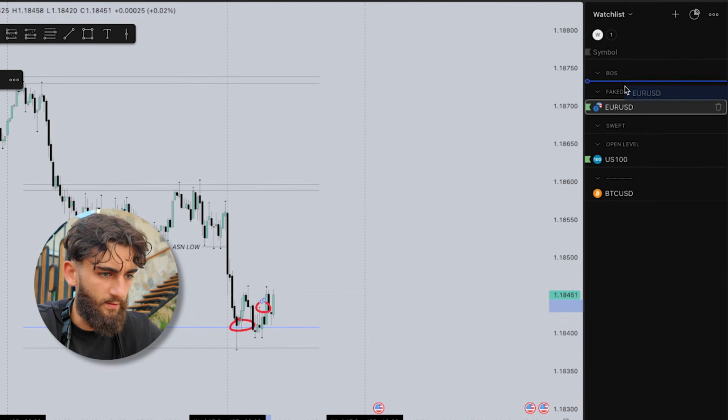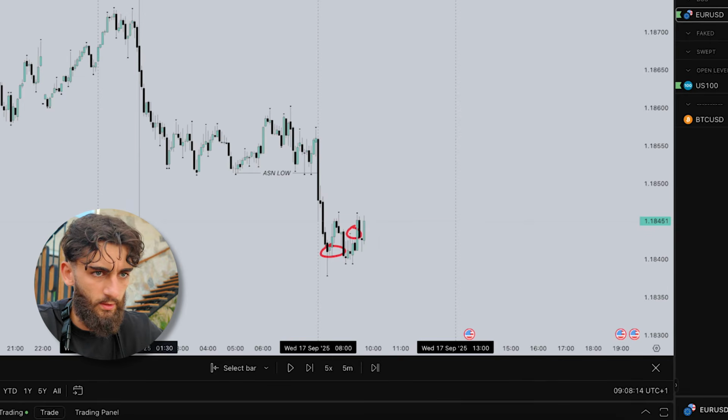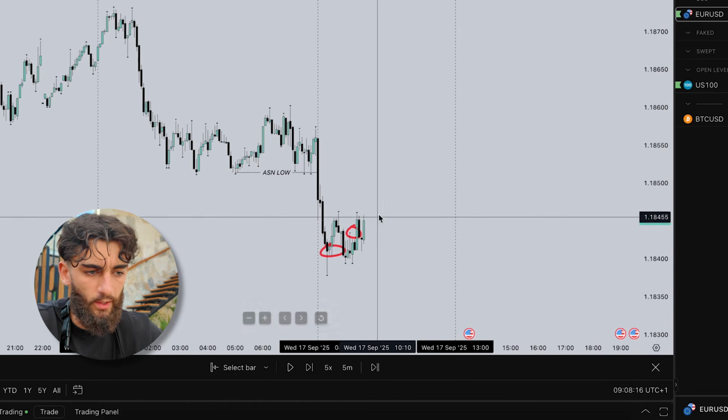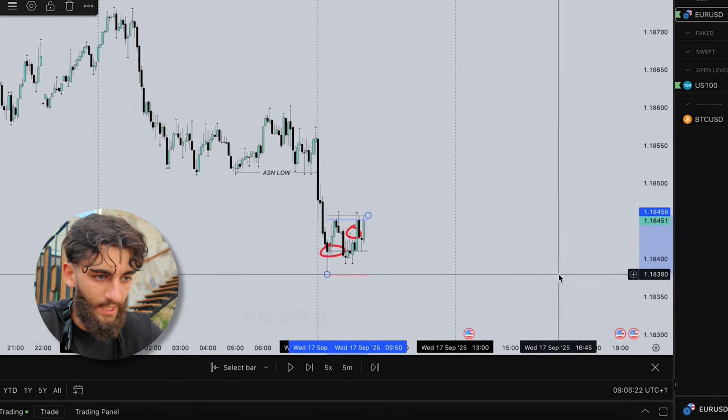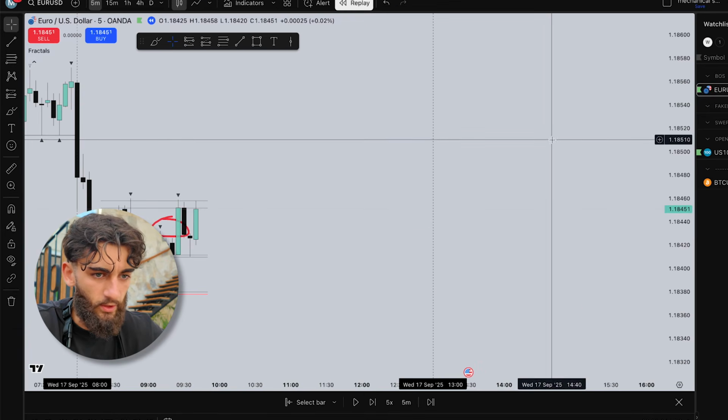We'll move this up to BOS. Delete the fib zone. Replace the entry fib zone, lowest point in current session, if we're betting on the market going up, to the highest point made after the break of structure. As you can see, we got tapped in right here.